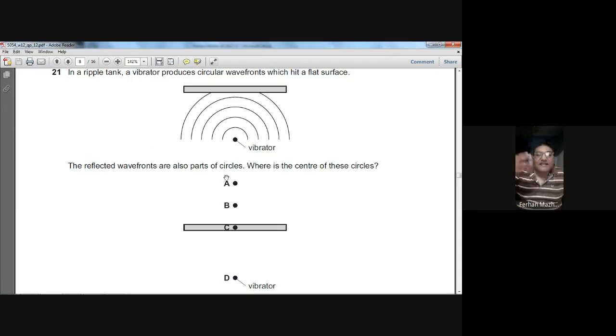It's the same as the image when you stand in front of a plane mirror. Your image is exactly the same distance behind the mirror as you are in front of the mirror. So D, its image will be exactly at A. So the wavefronts which are reflected will appear to be coming from a center at A. So the choice is A. I hope it's clear to you.